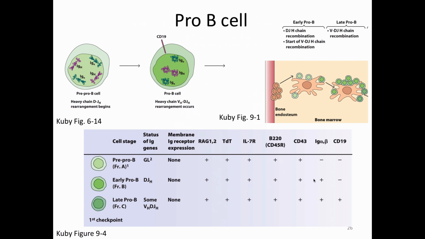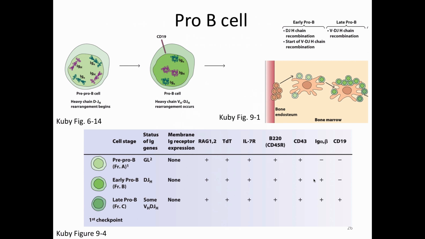So if we look at this picture of the pro-B cell, or in fact any of these pictures of the pro-B cell, do any of them show a B cell receptor on that pro-B cell? No. In no case do you see a B cell receptor in any of these pictures on the pro-B cell.